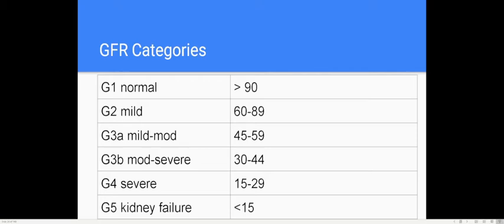It's less than 15. So less than 15 is pretty bad. 15 to 29 is still pretty bad. The thing with kidneys is once your kidney function goes down, there's really no coming back from it. So it's really important to take care of your kidneys, because once you start going down the slope, you can't go back up.